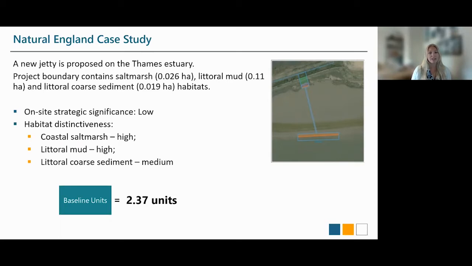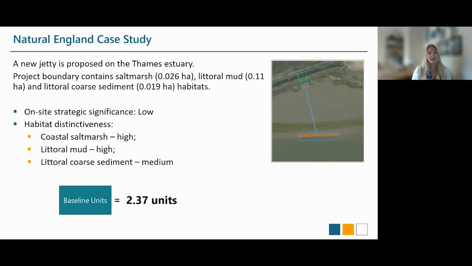Within the project boundary, we have salt marsh, littoral mud, and coarse sediment. Salt marsh and littoral mud are both considered high distinctiveness habitats, so they'll need to be replaced with like habitat, and that's one of the trading rules. Coarse sediment is medium distinctiveness, so it can be replaced by other habitats of the same distinctiveness or higher. Also important for this example is to note that the development is of low strategic significance because these habitats at this site haven't been identified in a local strategy.